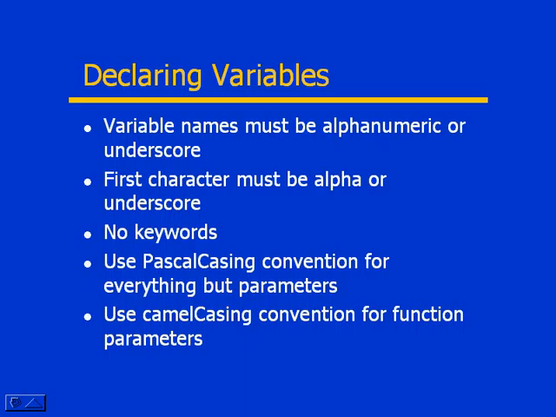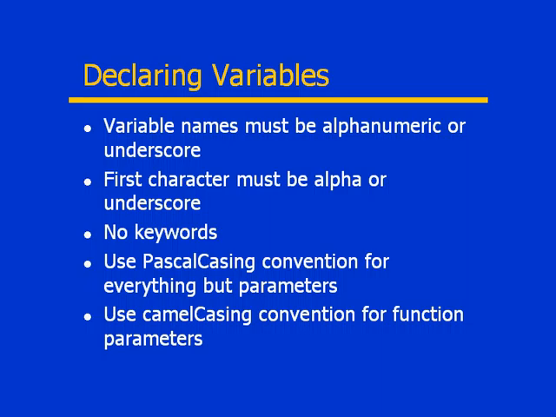When declaring variables, there will be some basic rules that we're going to have to follow. First of all, the variable names that we use must be alphanumeric or underscore. And the first character must be either an alpha or an underscore. You cannot use numeric as the first character. Also, you'll need to stay away from the C# keywords. No keywords are allowed as variable names.